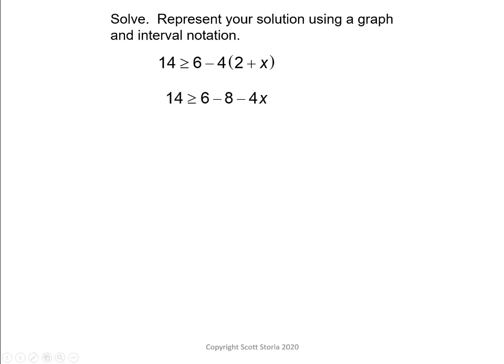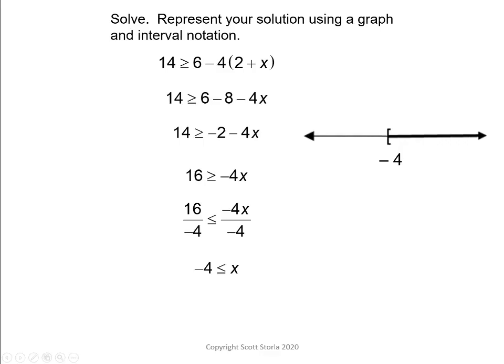Step 1 would be to distribute and get negative 8 minus 4x. On the right, I can collect like terms to get a negative 2. Since my variable term's already on the right, I'll just keep it there. My constants will go to the left. I'm going to add 2 to both sides. Last, I'll divide by negative 4, but I'll remember to change the inequality symbol. And I'll find I want values which are greater than or equal to negative 4.